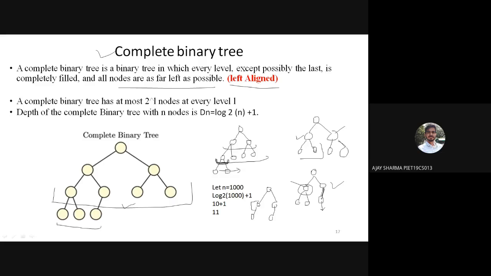We have to fill the left completely. Yes, this particular node must be complete first. Sir, you mean that first the children of the parent on the left side will be filled, then the turn of the right will come? Yes, definitely.